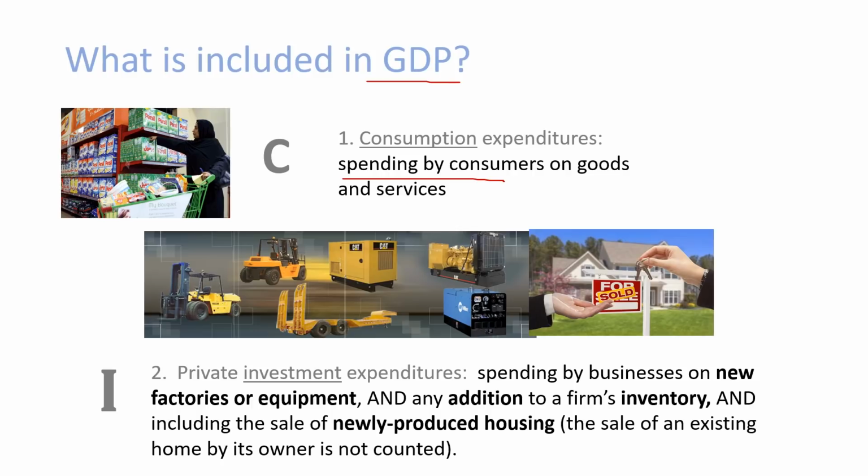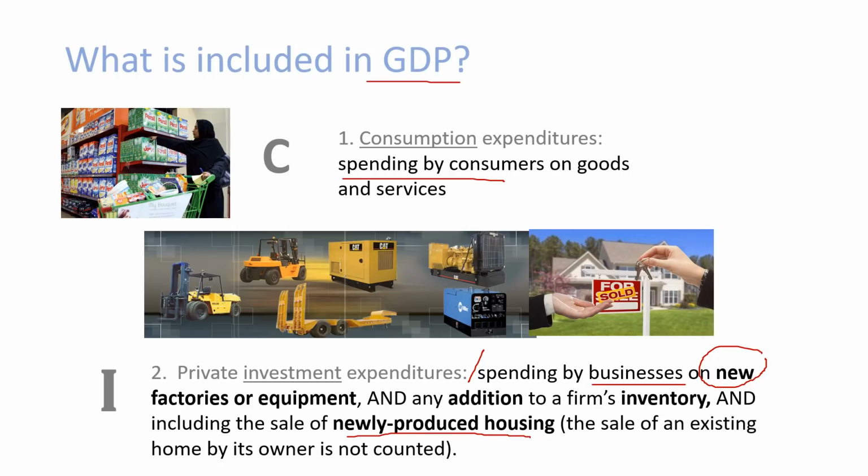The second component is private investment expenditure. Okay, so spending by a business on new factories or equipment and any addition to a firm's inventory. Keep in mind, new factories or equipment, not used, not old. So, for example, if you have a factory, you will buy equipment to run your factory, right? You will buy, for example, inventory, tools, machinery, and so on. So all of these will be part of private investment expenditure, including the sale of newly produced housing.